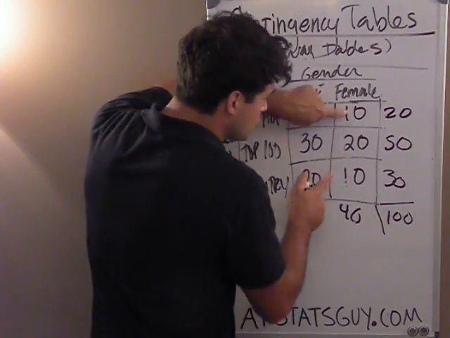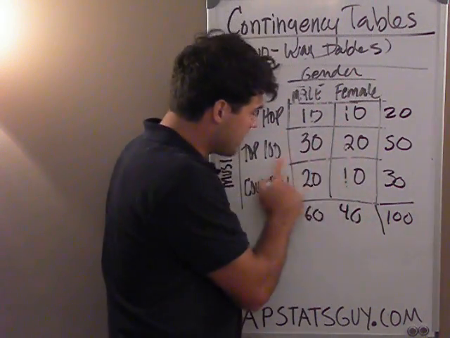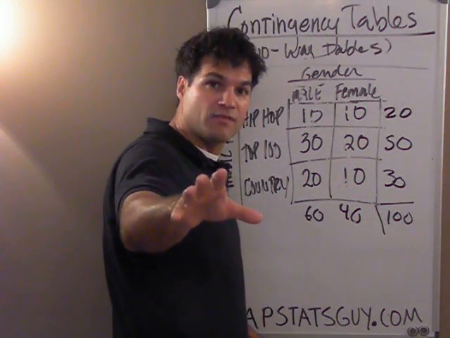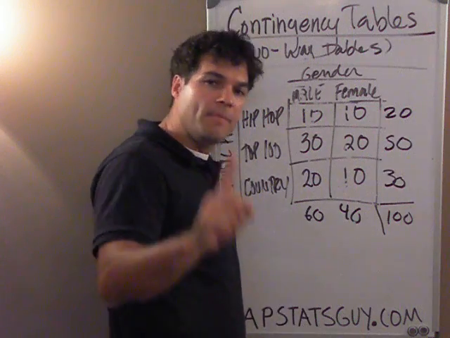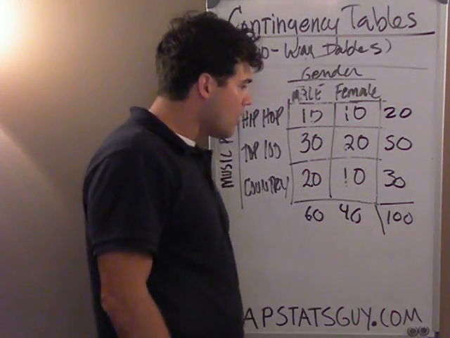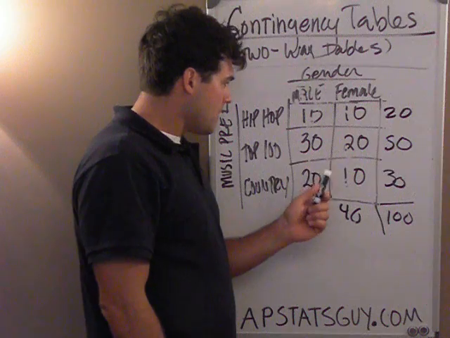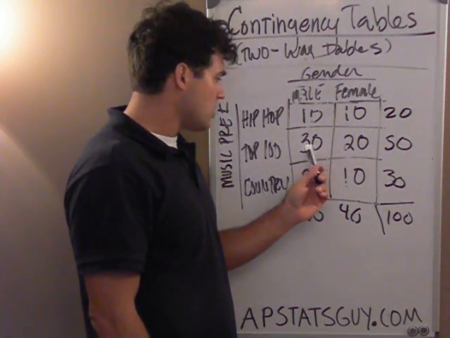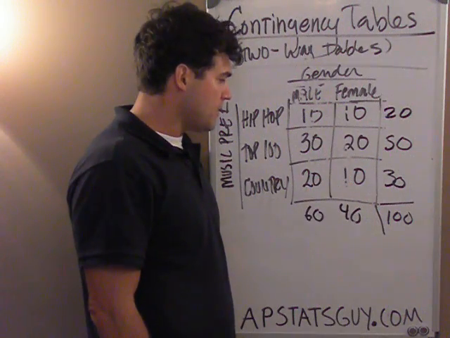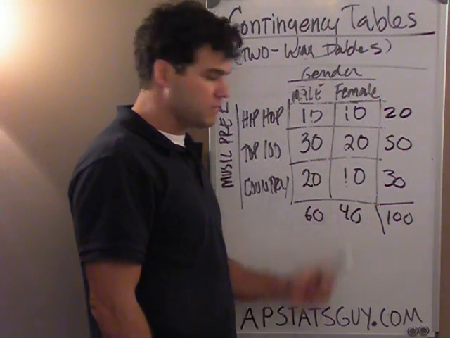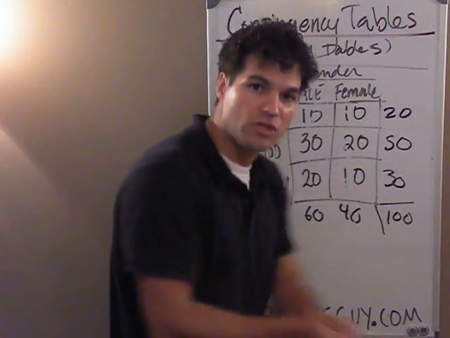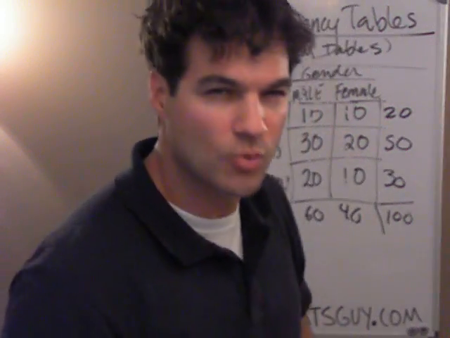Females. Well, 10 preferred hip hop, 20 preferred top 100, 10 preferred country. But I like to put that in relative terms, relative to all females. Because a lot of people look at this and say, oh, well, obviously males like this more, top 100 more than females do. More males like top 100. But you have to put it in relative terms. You can't compare just the number, the counts. You need to turn them into percentages, and that's what we're going to do in a minute.